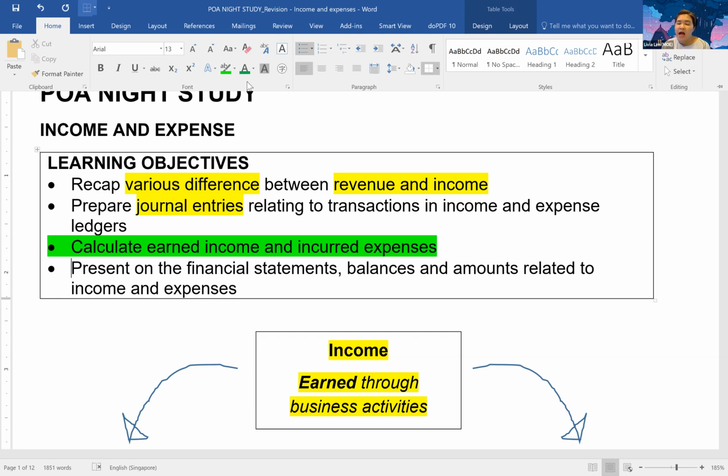All right, now as you can see, it was impossible to do. I think I was too ambitious. I wanted to do trade receivables, but it's impossible to do trade receivables and income and expenses. So tomorrow at 4 p.m., I will do the trade receivables and allowance revision. Same thing, I will post up the material on Zoom classroom slightly before the lesson. You can download it there.